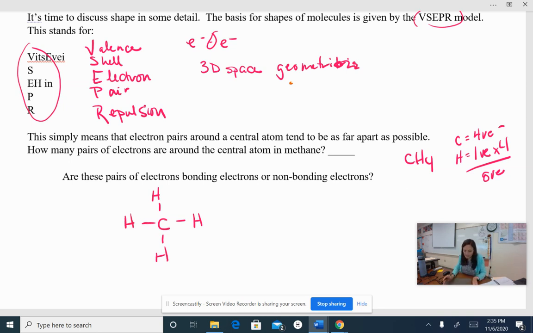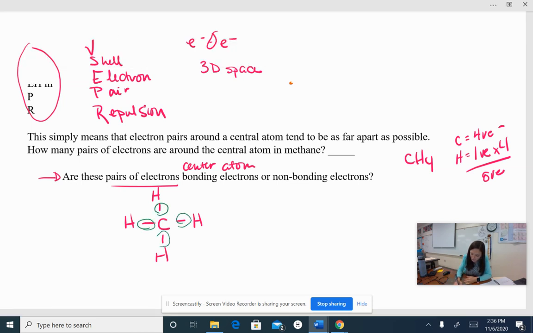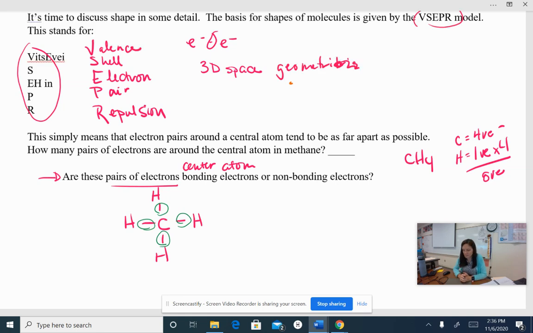Now the next thing that we have to look at are all of these pairs of electrons on the center atom. We're going to look at the electrons on the center atom, carbon. So are they bonding electrons or are they non-bonding electrons? What I see here is 1, 2, 3, 4 pairs of bonding electrons. So all of them are bonding electrons. We have 4 bonding pairs of electrons.